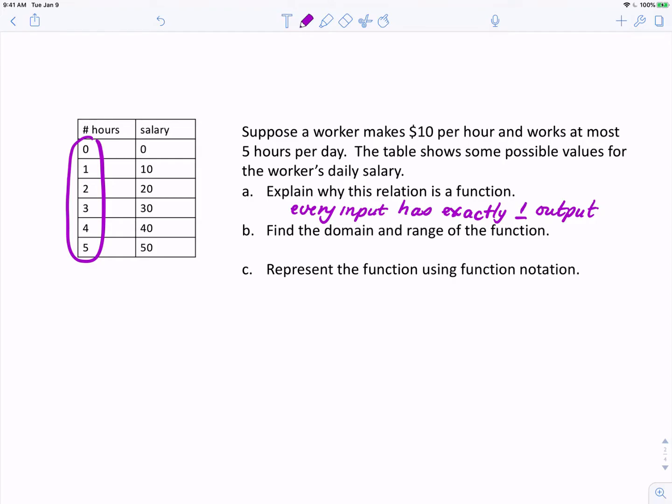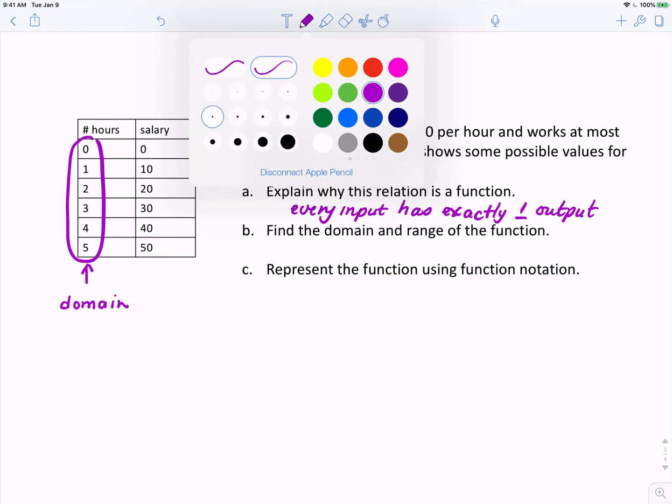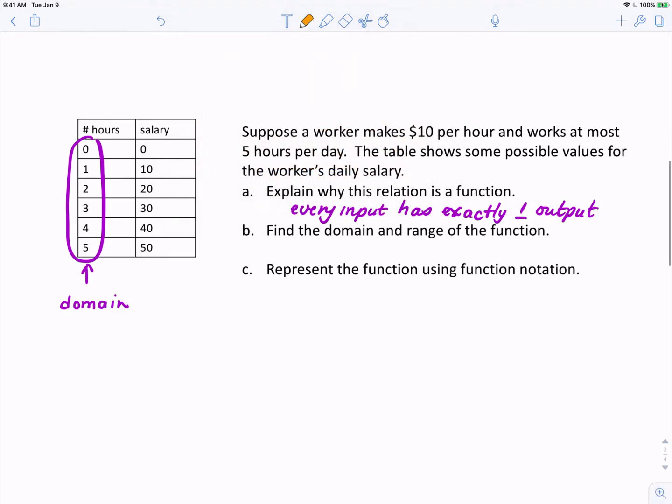Find the domain and range of this function. So remember, the domain is a set of all the input values, or all the first coordinates of the relation. And so the domain in this case would be the set of numbers 0, 1, 2, 3, 4, and 5. The range is a set of second coordinates. And so the range, our output values, would be 0, 10, 20, 30, 40, and 50.